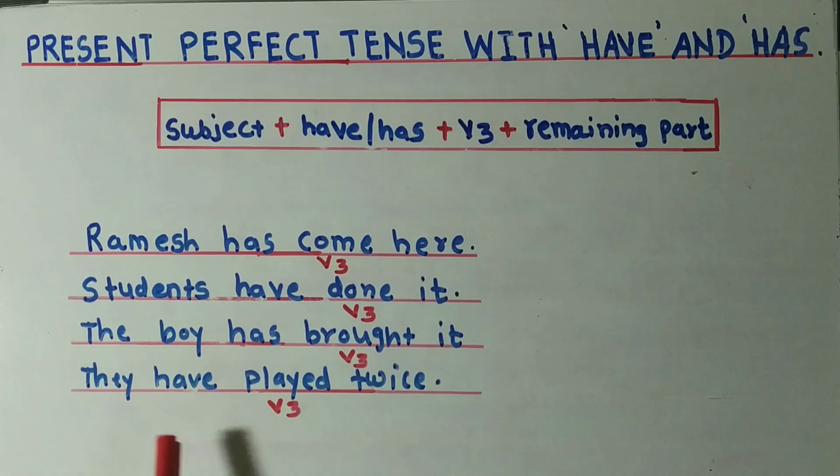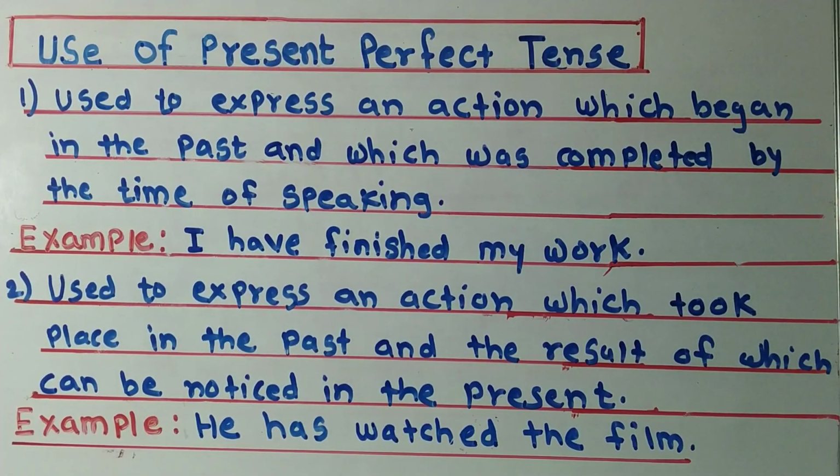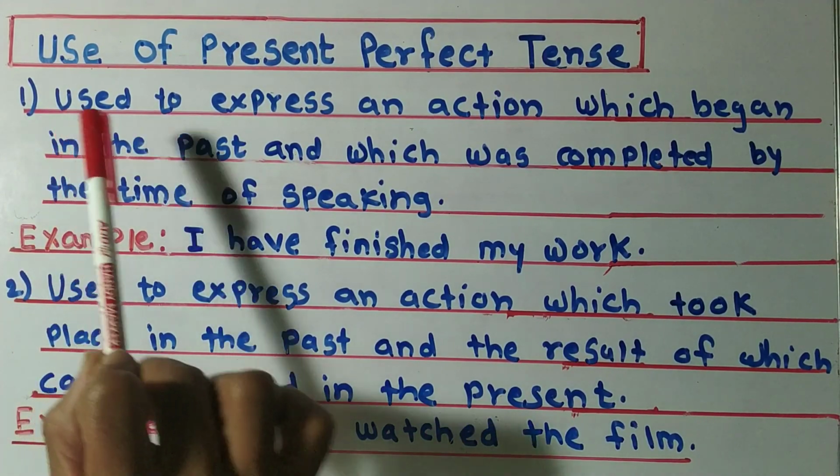And finally, they have played twice. In this example, the subject of the sentence is they, and it is a plural subject, and when the subject of the sentence is plural, we have to make use of word have. After that, we have placed V3 form of the verb. Here word played is V3 form of the verb, and then the remaining part of the sentence is put, that is word twice.